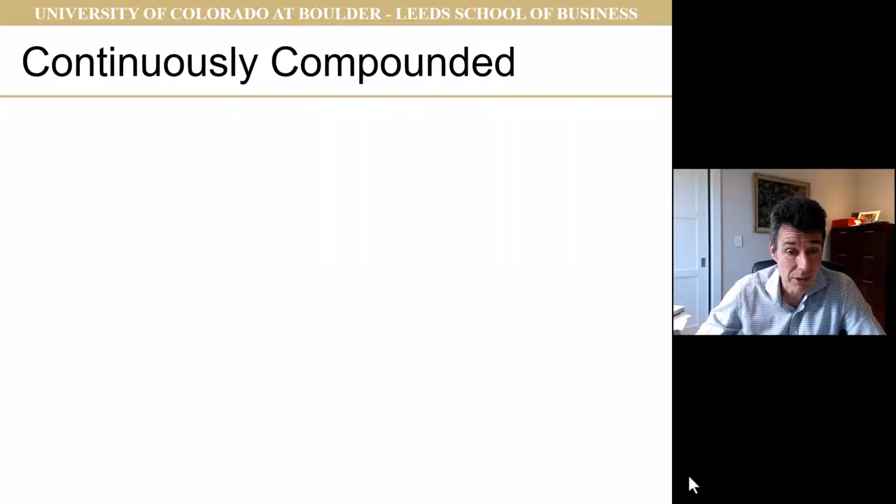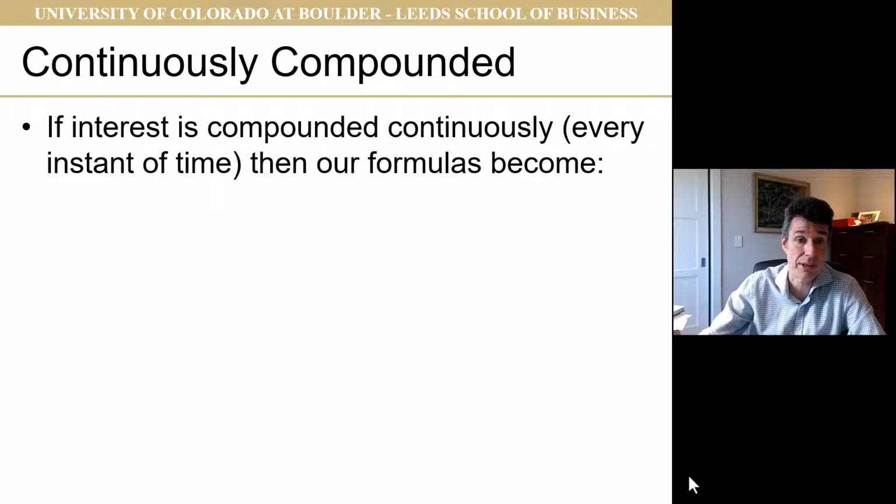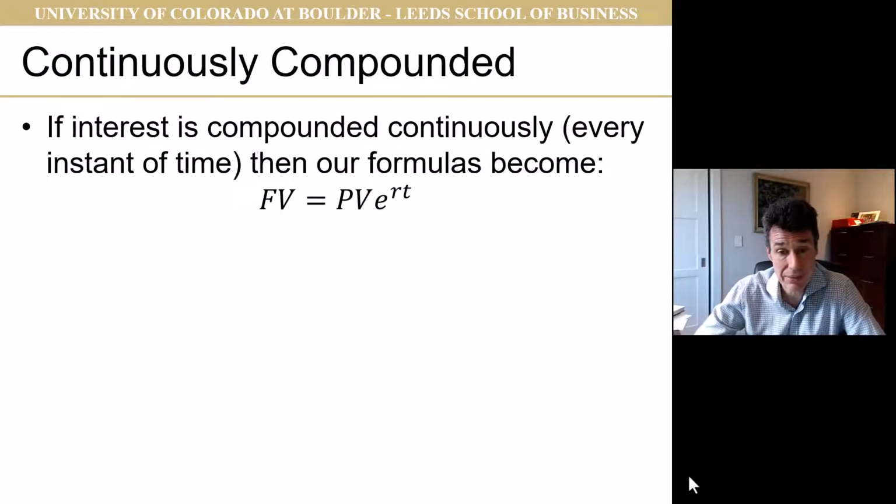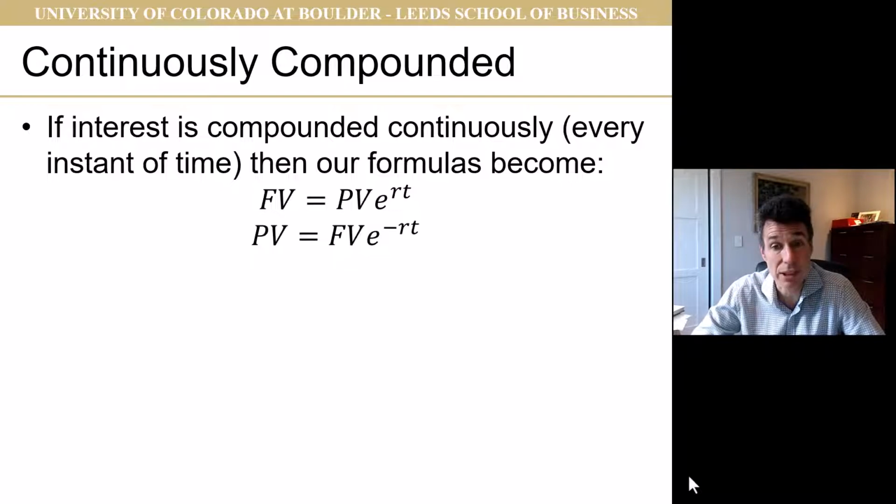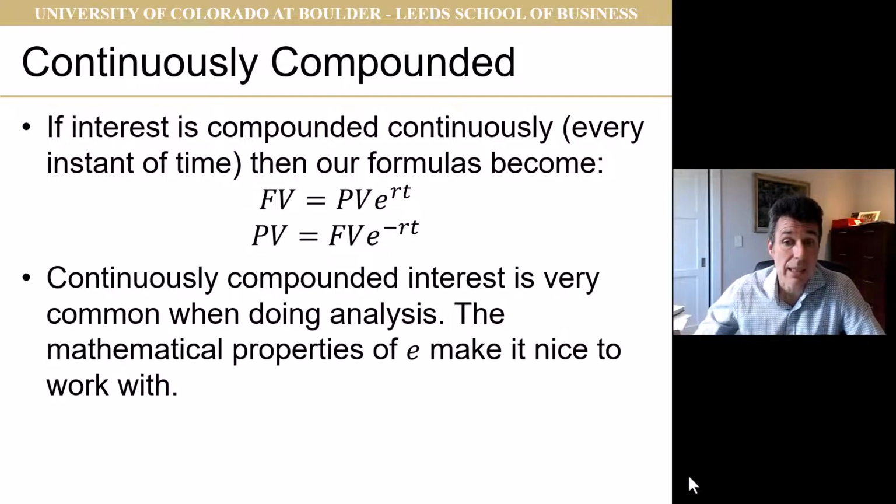The last thing we need to talk about is the continuously compounded interest rate. If interest is continuously compounded, meaning you earn that interest every instant of time, then the formula becomes FV, future value, equals present value, e to the RT, or equivalently, present value equals future value, e to the minus RT. Now, continuously compounded interest rates are really common when doing analysis, and this is because the mathematical properties of e make it nice to work with.